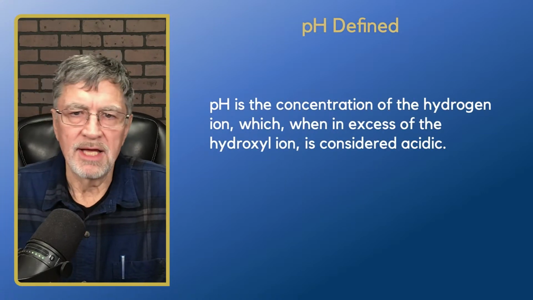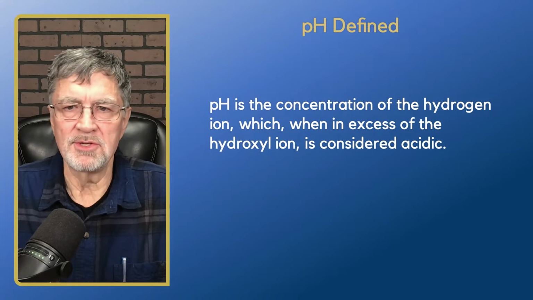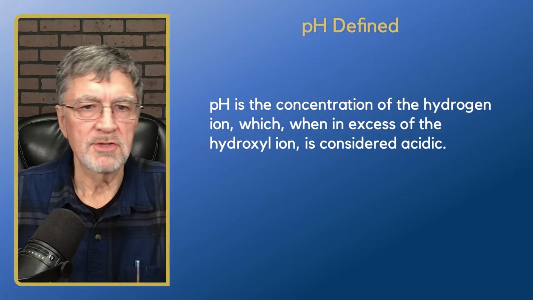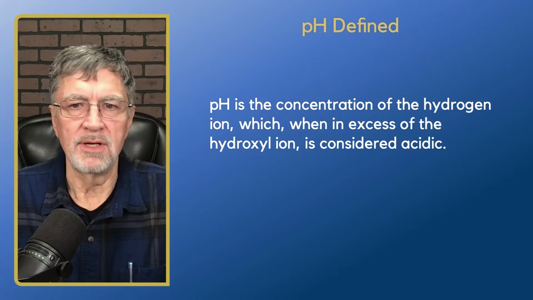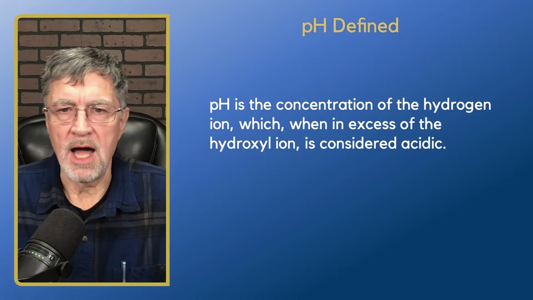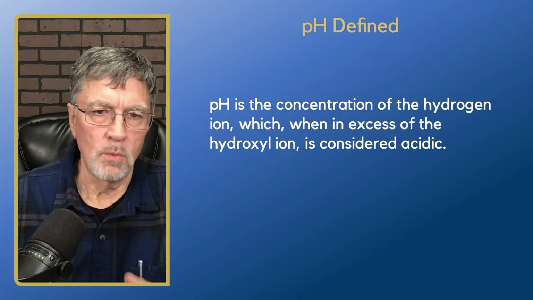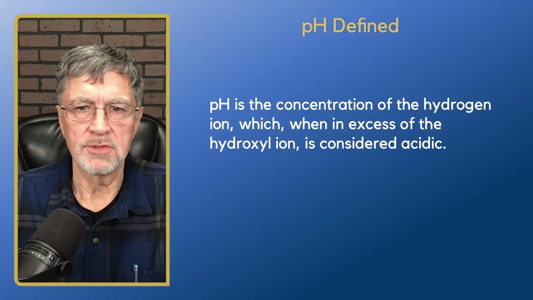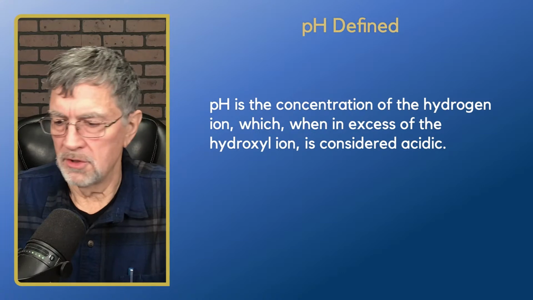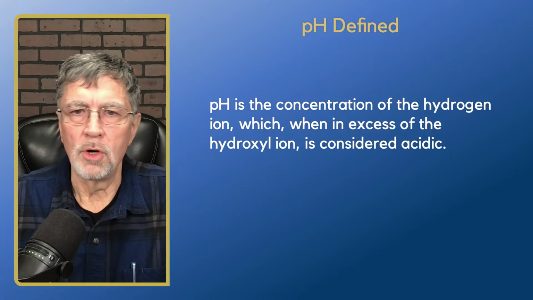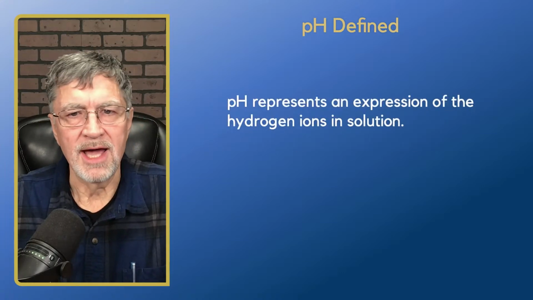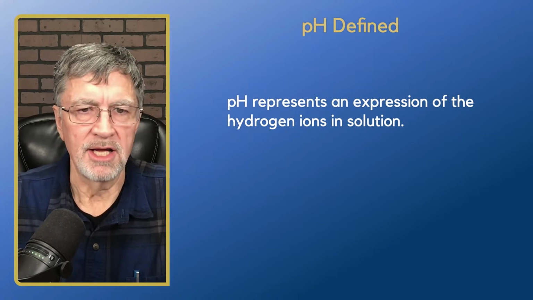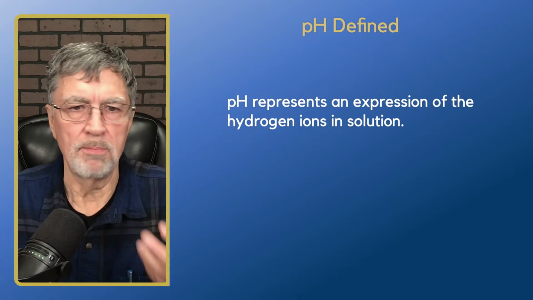So one definition is that pH is the concentration of the hydrogen ion, which when in excess of the hydroxyl ion is considered acidic. The more of the hydrogen ion, the more acidic the water is. The more of the hydroxyl ion, the more alkaline the water is. That's how the shift occurs. Another way to look at it is that pH is just an expression of the hydrogen ions in the solution. That's all pH is.